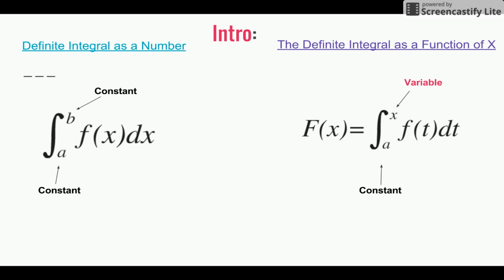So pretty much what that means is that no longer are we going to find a definite answer like we did in the previous example, but we're now going to find a function of x instead of a definite number for an answer.